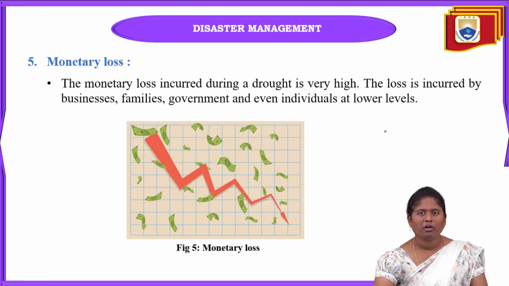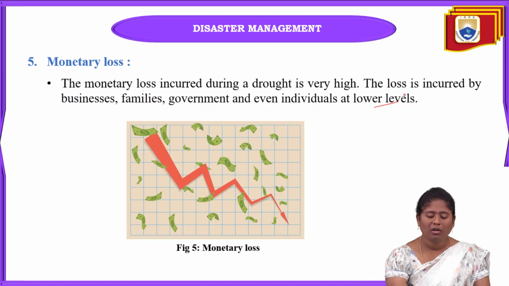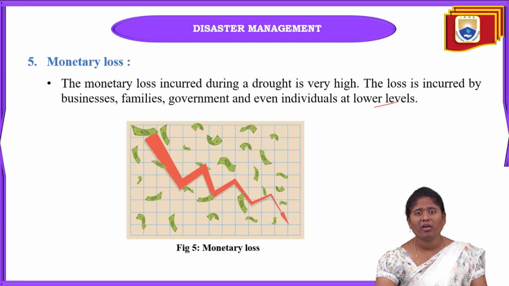Why? Because if drought is happening, agricultural fields are not going to grow. Because of the lack of water, we are not going to get any type of crops, and food prices can increase at that time. There will be so much monetary loss during droughts, and this loss can be incurred by families, government, businesses, and even individuals at the very low levels also. So there is a big decrease in money because of this drought disaster.